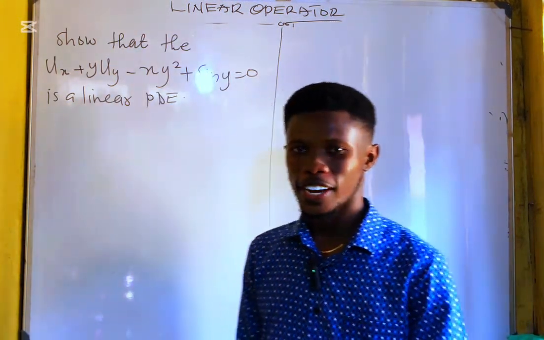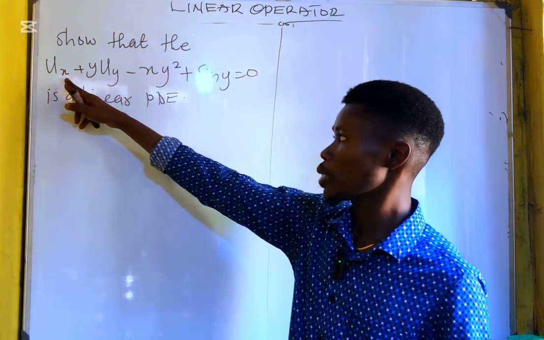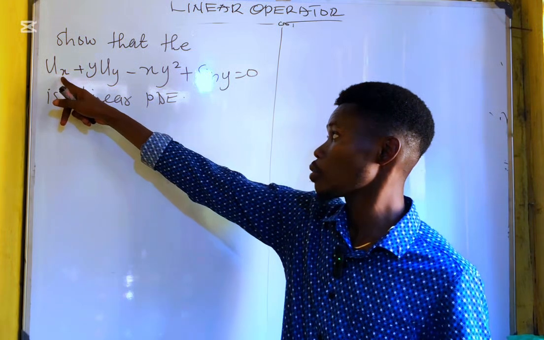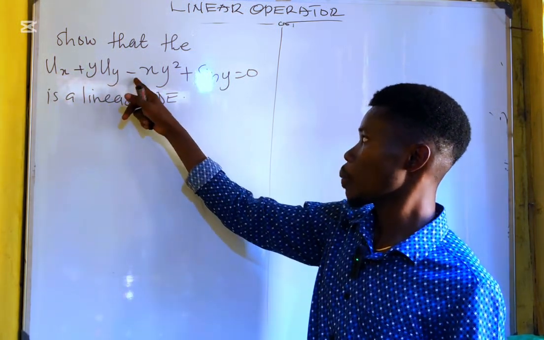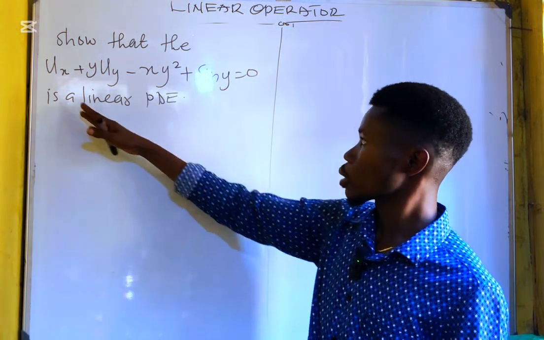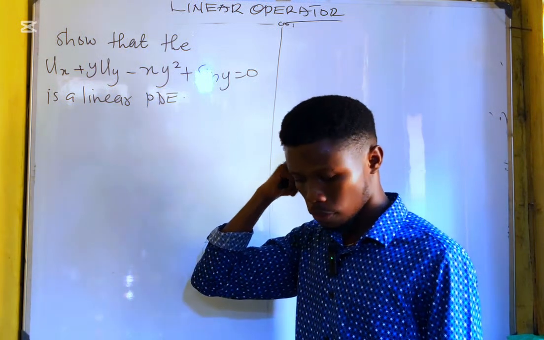Okay, now let's look at our last example. Show that the partial derivative of u with respect to x plus y u with respect to y, minus y squared plus sine y equals 0, is a linear PDE. So we want to show that.